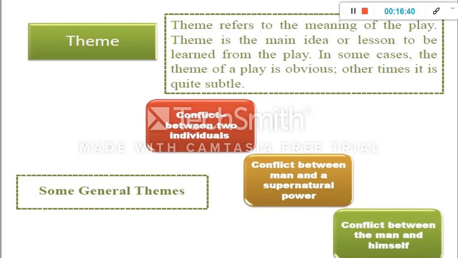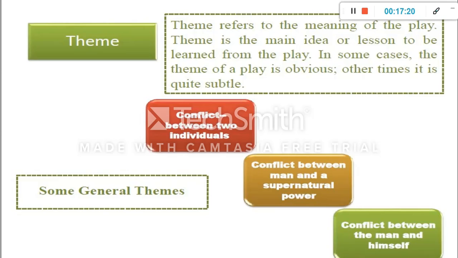We have some general themes in which a conflict is between two individuals. When a conflict arises, we learn something from it, whether it is between two characters, or a conflict between a man and a supernatural power or another external force which is not a human being, or a man against nature, or a conflict between a man and himself. These are some different types of conflicts that we are going to explain.